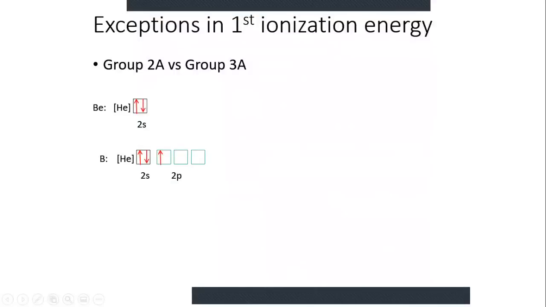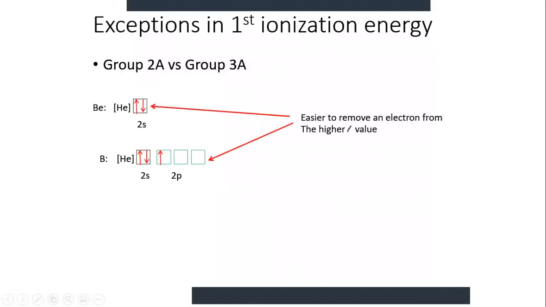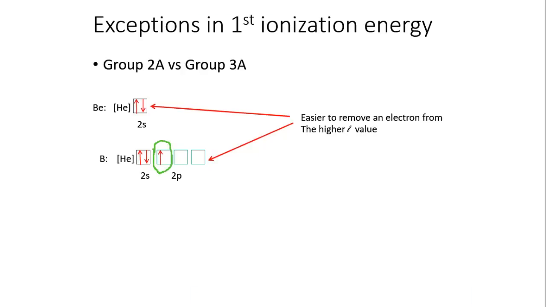And so there are two exceptions you need to know, and again, need to know, which are important. The first one is group 2A and group 3A. So generally as you go left to right, ionization energy should increase, but one exception is group 3A has lower ionization energy than group 2A. And the reason is because it's easier to remove an electron from a higher energy orbital than it is from an orbital of the same energy with paired electrons.